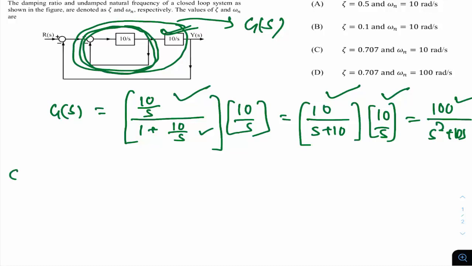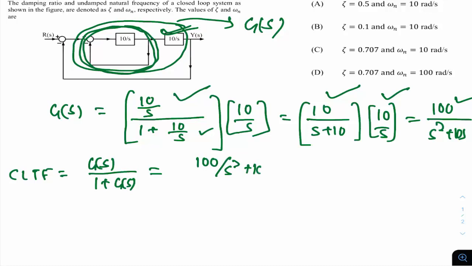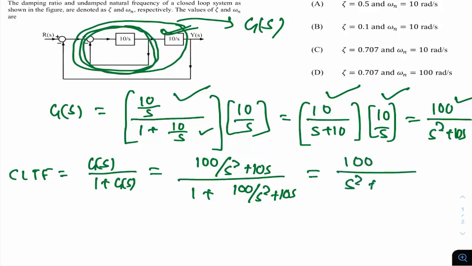Now, what is the closed loop transfer function? If I ask you, then this is G of S divided by 1 plus G of S. So if you simplify this, it is 100 divided by S square plus 10S, divided by 1 plus 100 divided by S square plus 10S. If you multiply S square plus 10S in both numerator and denominator, this happens to be 100 divided by S square plus 10S plus 100.